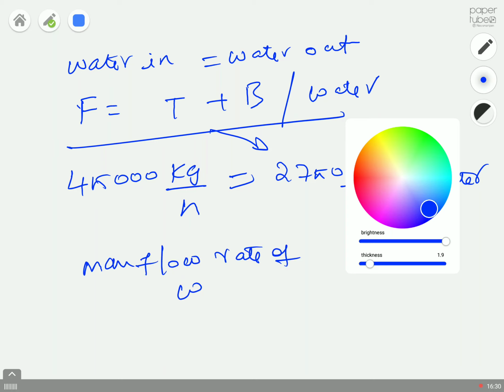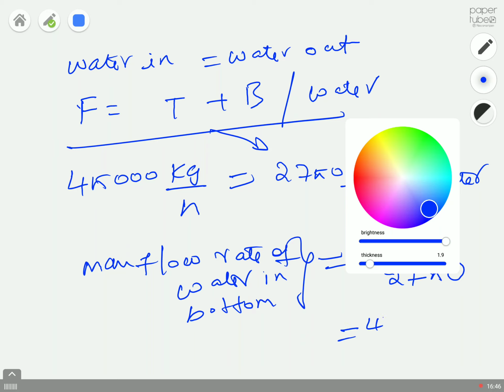So the mass flow rate of water in the bottom should be equal to 45,000 minus 2750. So that should be equal to 42250 kilograms per hour. So for these calculations you don't even need a calculator. It's very simple, and you can do the same way.